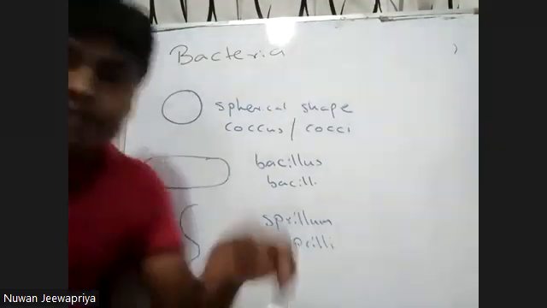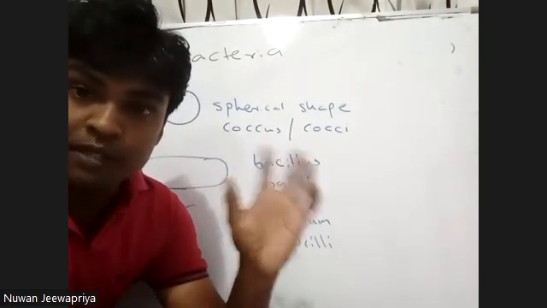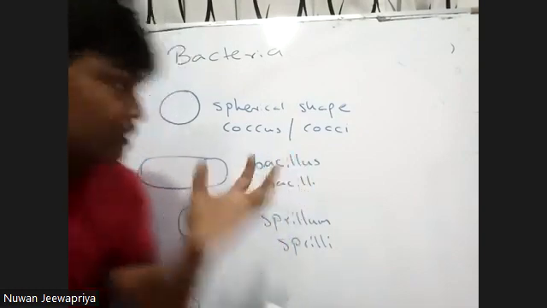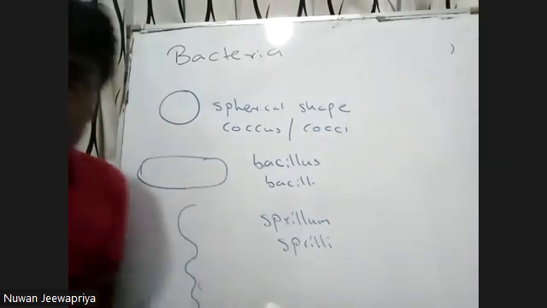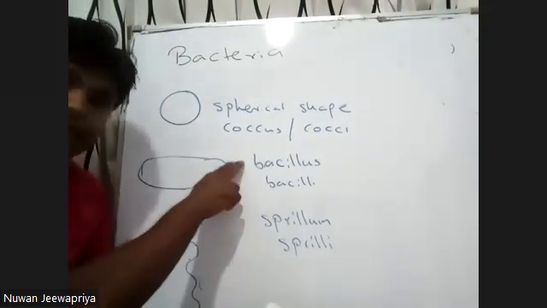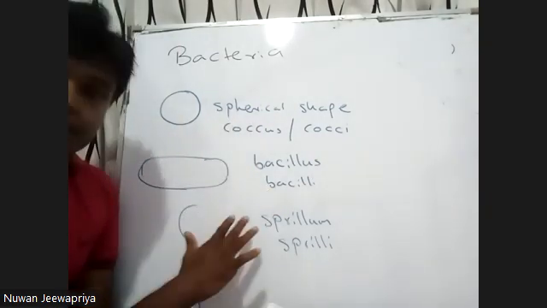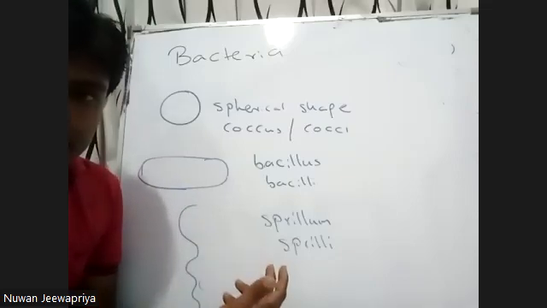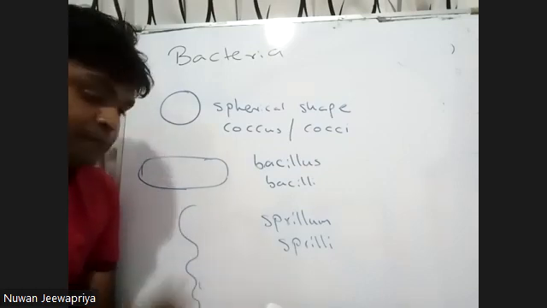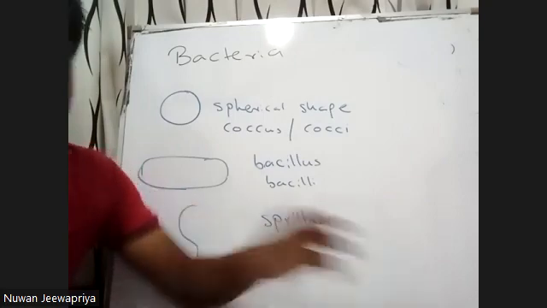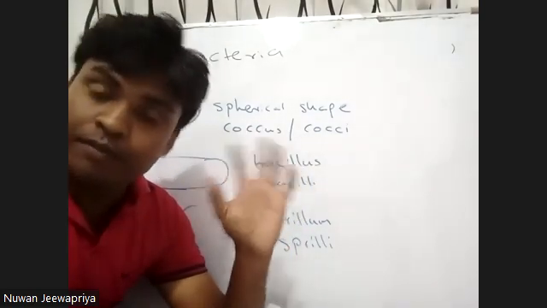Right. So basically we have three morphological features in bacteria. In their morphology, they are different in three ways. One is spherical shape, called coccus or cocci. Then the rod-shaped bacteria are known as bacillus, a singular term; bacilli is the plural term. And the next one is spiral-shaped bacteria, known as spirillum, a singular term; spirilli is the plural term. So this is how the shape of the bacteria is different.